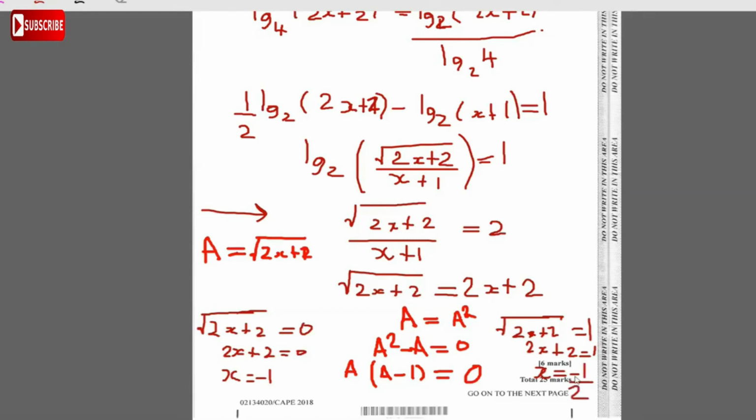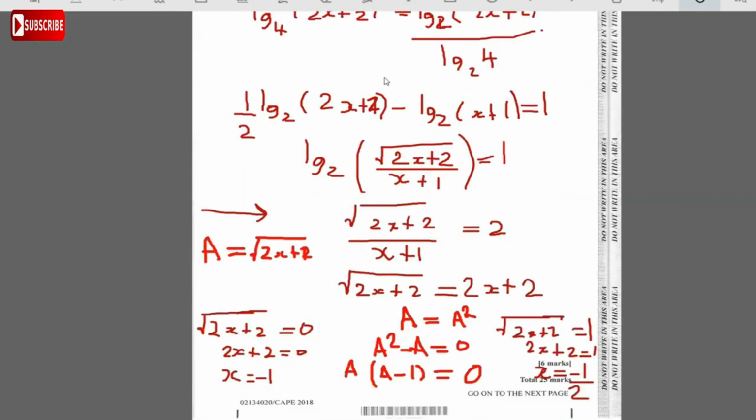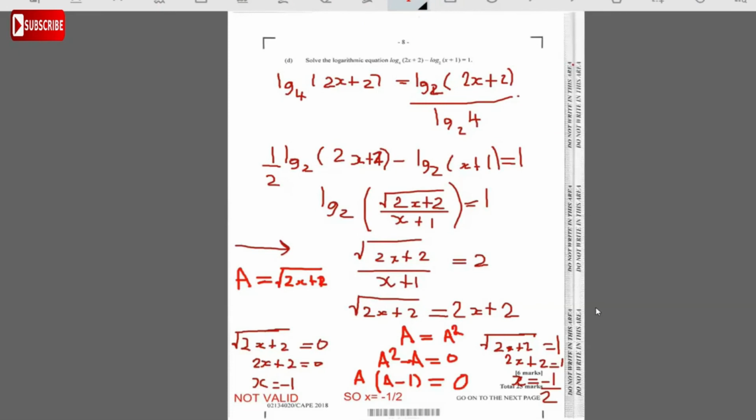Now let's check it. X can't equal negative 1, let's just say that right away. If x is negative 1, you get a log of 0, and the log of 0 does not exist. So this one is not valid because we cannot work out the log of 0. So the final answer is x equal to negative 1 over 2. That's the final answer, and that completes question number 1.